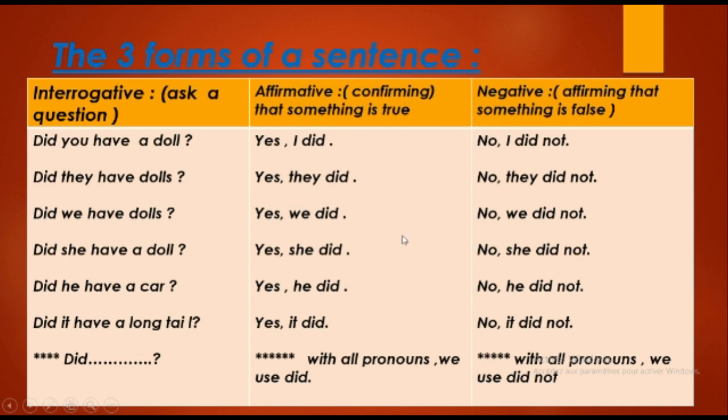Now when you are confirming that something is true, you should start with yes. With all pronouns we use did. Yes, I did, they did, we did, she did, he did, and it did. Now when you negate this sentence, affirming that this something is false, you should say no, did not. I did not, they did not, we did not, she did not, he did not, and no, it did not. With all pronouns we use did not.